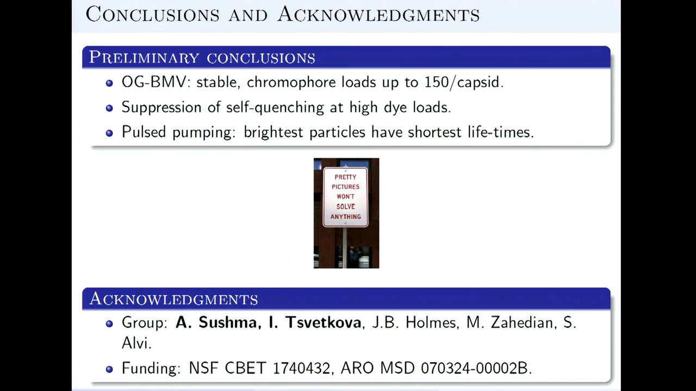Some conclusions. We found that on a 30 nanometer capsid, if you put 150 chromophores of the Oregon green, you are going to get interesting photophysical properties. We don't know how these chromophores are placed on the capsid. We know that they strongly interact with the capsid. We see suppression of self-quenching. We see pulse pumping, and the brightest particles have the shortest lifetimes. It could be perhaps not superradiance, but amplified stimulated emission. We are looking into that.